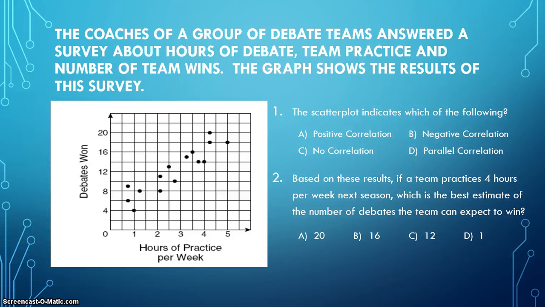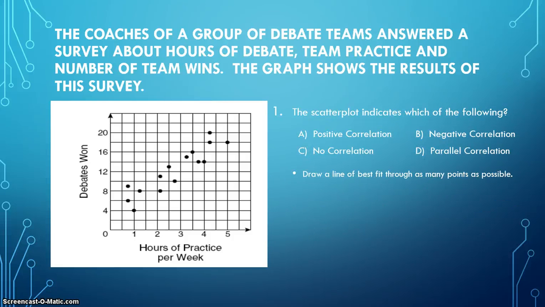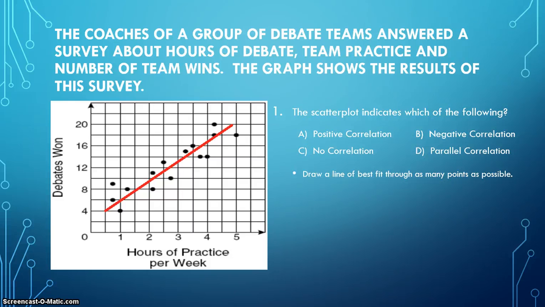We're going to take a look first at problem number 1. Again, this is determining, well, if you look at the answer choices, positive, negative, no correlation, parallel correlation. Well, we can automatically cross out D because we didn't talk about that. So what we're going to do is draw a line of best fit through it. So we're going to go ahead and draw our line. And what we see here is a positive correlation.